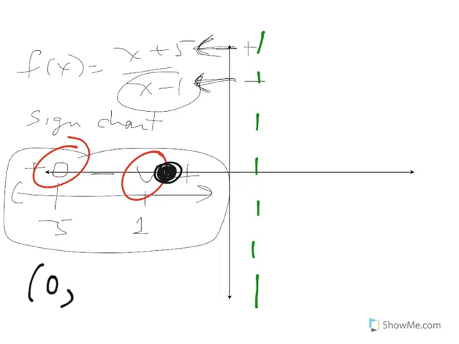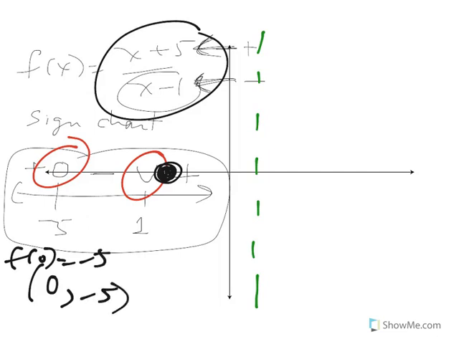While we're at it, we can put 0 in. We can figure out f of 0 by plugging 0 into this, and we get 5 over -1. That might be useful, just to know that 0, -5 is the y-intercept.